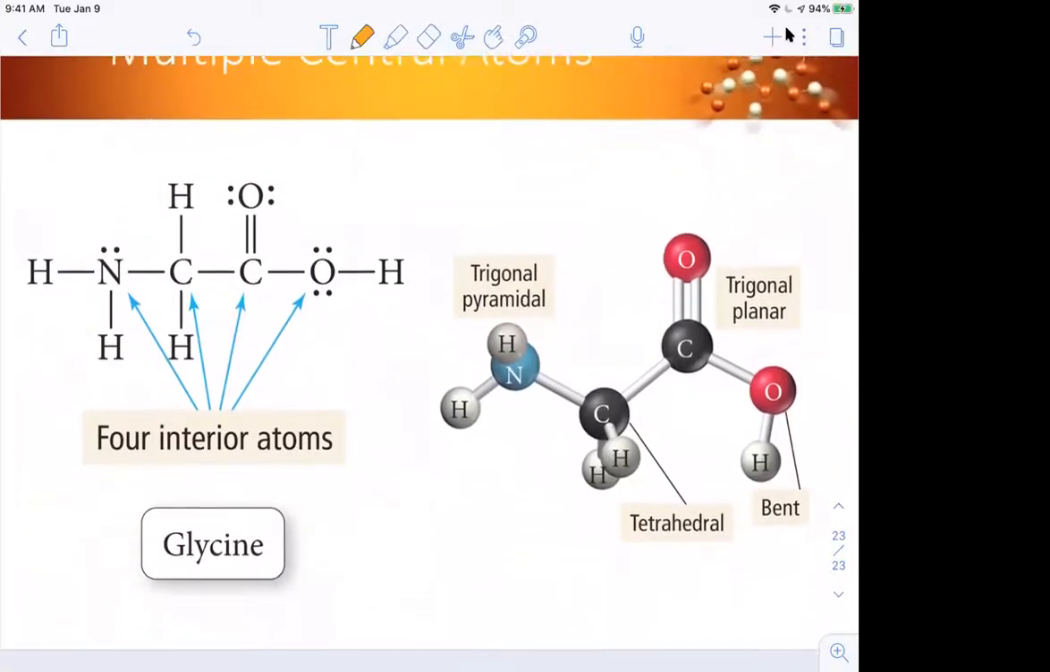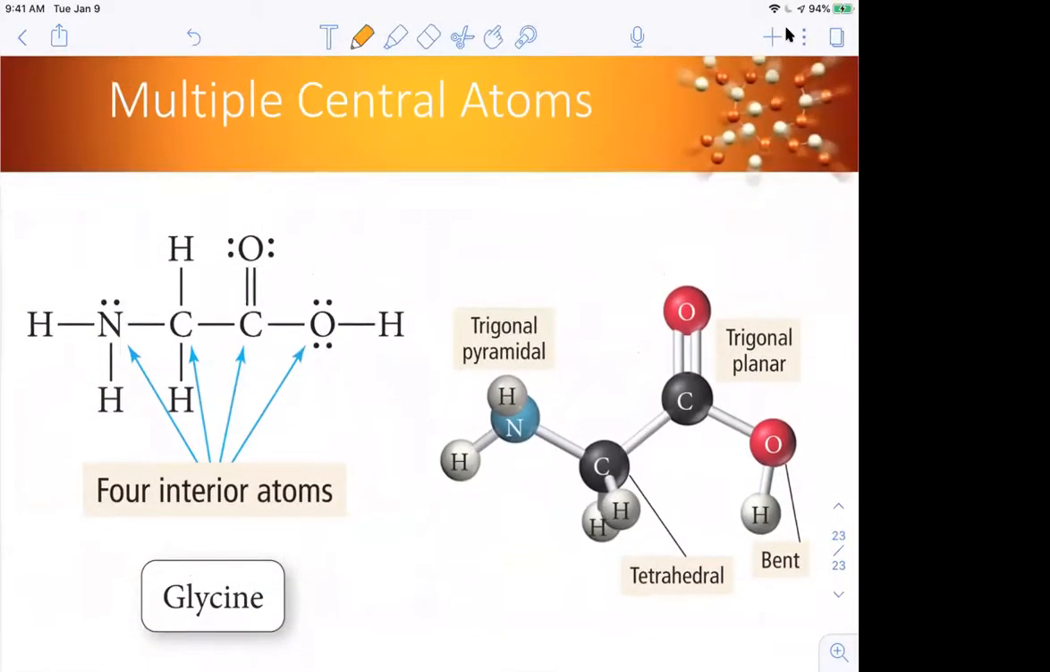So if you see a structure that has multiple central atoms, what you're going to have to do is draw the Lewis structure first, and then use the VSEPR geometry charts to figure out both the electron and the molecular geometry around every one of the central atoms in the molecule. This is glycine, an amino acid that is prevalent in proteins and biochemistry. And it has, as we mentioned, those 4 different central atoms. Each one of those atoms has its own particular geometry.